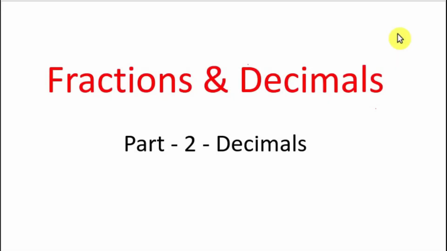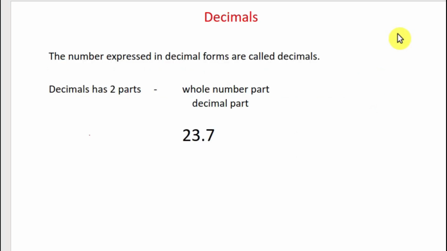Today we are going to learn decimals. Numbers expressed in decimal form are called decimals. A decimal has two parts: the whole number part and the decimal part. These parts are separated by a dot called the decimal point. The part on the left side of the decimal point is the whole number. The part on the right side of the decimal point is the decimal part.